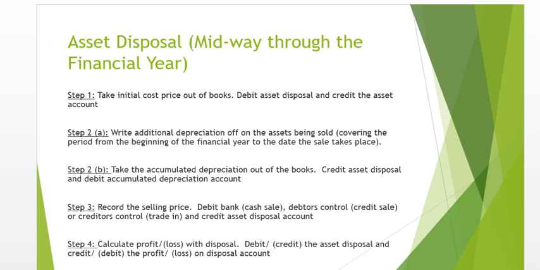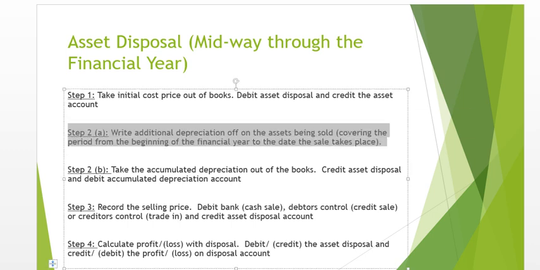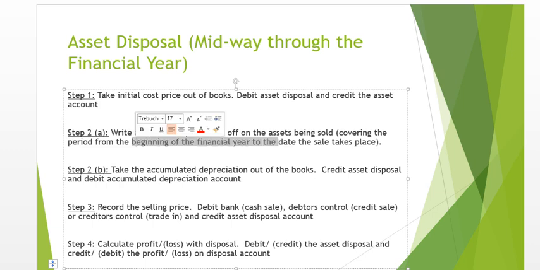But step 2 is divided into 2 parts. So firstly, we need to write off additional depreciation of the assets being sold. So that's looking at the depreciation for the current financial year. And then secondly is to take the accumulated depreciation out of the books. So it's just a step 2A which comes in. Is we just need to write off additional depreciation covering the period from the beginning of the financial year to the date of when the sale takes place.